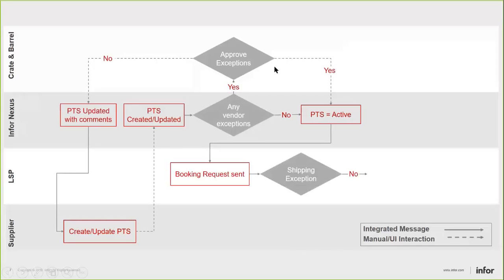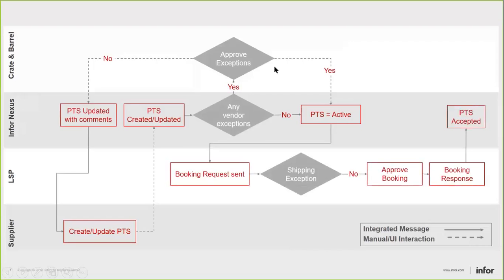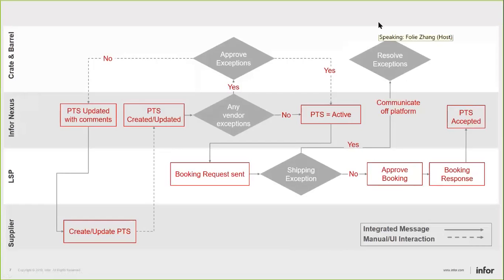So ACS will review the shipping order, or if there are no shipping exceptions, they're going to approve the booking and trigger a booking response back to Infonexes to get the plan to ship accepted. Okay. Or if there are shipping exceptions, ACS will discuss with Cranberry offline to resolve the exceptions.